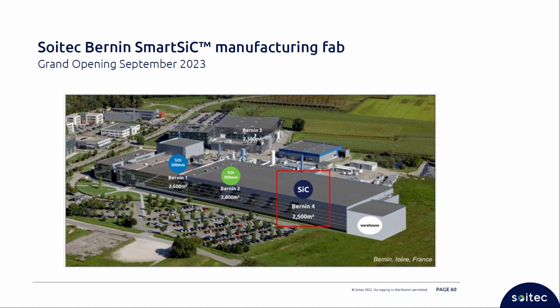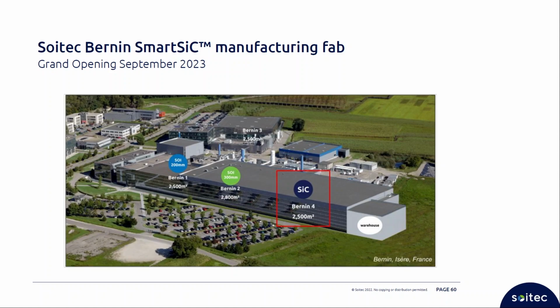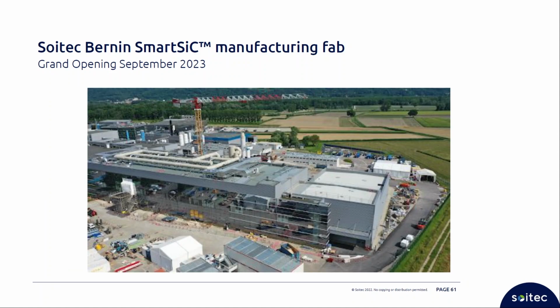Here are pictures, and the drawing of the architects. We have the main fab at Soitec for the SOI, Bernin 1, Bernin 2 here. Bernin 3 is devoted to POI, and Bernin 4 will be for 2,500 square meters of scale for the SiC operations. Now the fab is being built, with the tool ordering on schedule, first quarter, end of September.